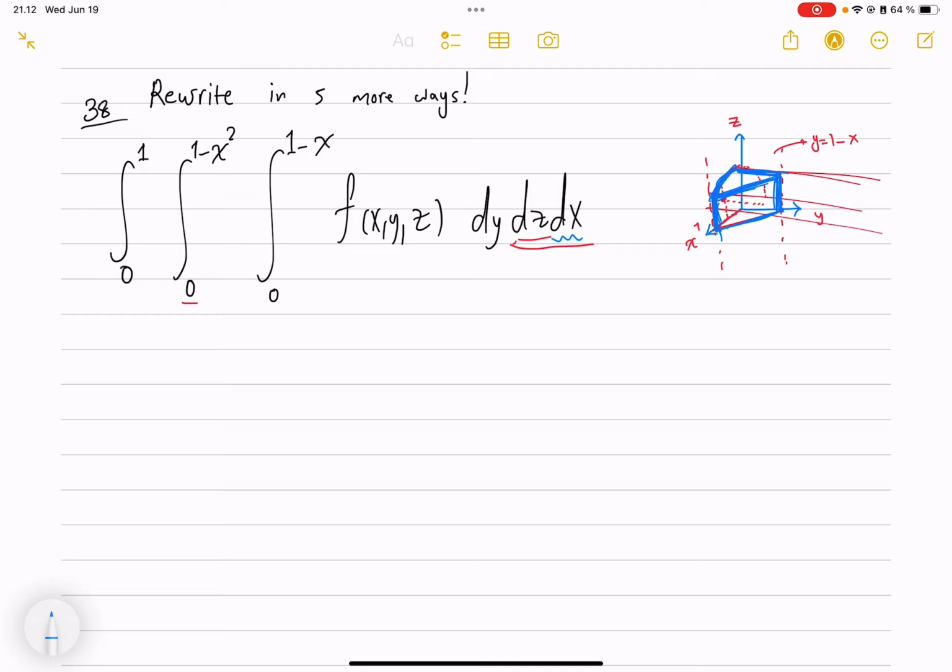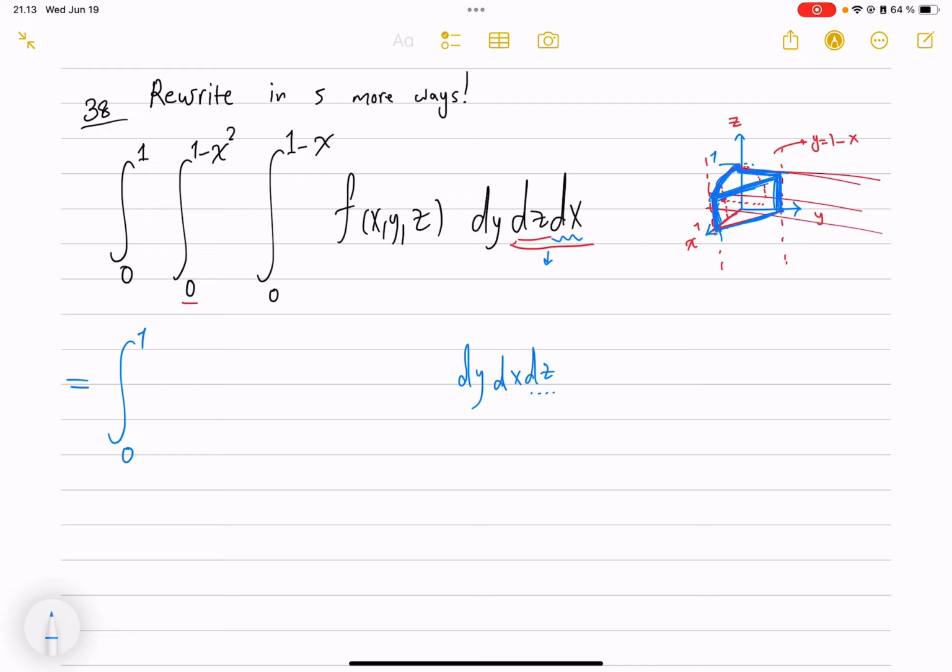Now, to rewrite them in different order, you start with a different projection. So this was projection onto the xz. Actually, I can just switch here. So what if I wanted to go dx dz and then dy? So let's see what happens. Where would be the range of z? If I look at my picture, z goes from 0 to 1, because here at the maximum z was 1 minus x squared, so 1.